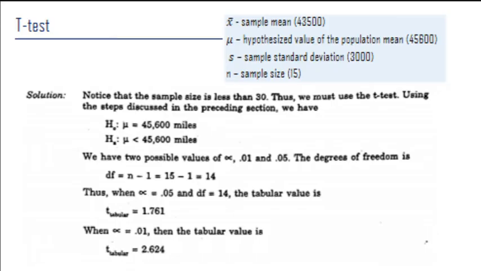So sabi kanina, kailangan nating malaman din yung degrees of freedom. The degrees of freedom is n minus 1, which is 15 minus 1, equal to 14. So that's the formula for degrees of freedom, sample size minus 1. Thus, when alpha is equal to 0.05 and the degrees of freedom is 14, the tabular value is 1.761.